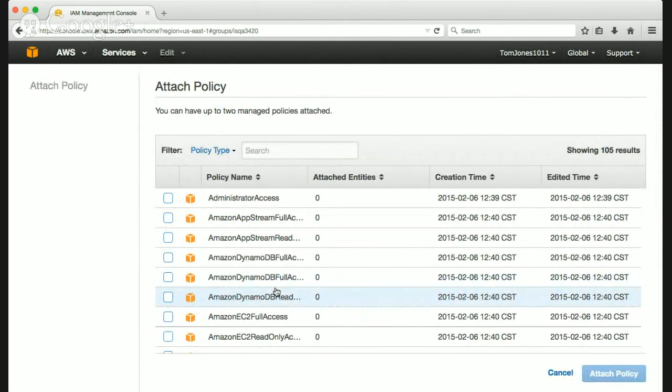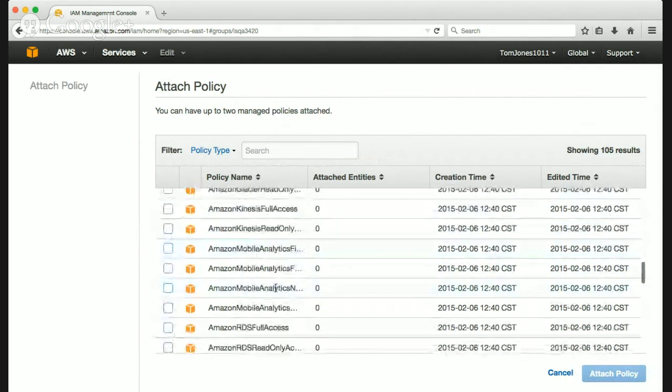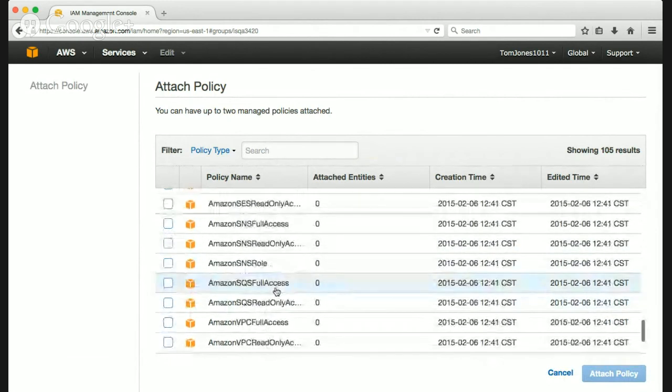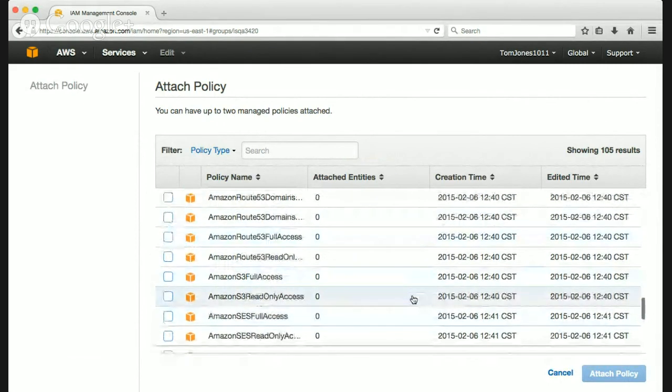Okay, so for those of you that aren't able to get in, let's talk a little bit offline, because I just want to show you this policy here. What I did was I scrolled down. You can see the scroll bar over on the right side, and we have this S3 full access and S3 read-only access. So I could give everybody the ability to do read-only access, but that's not good enough. So I want to give you full access to my S3 account.